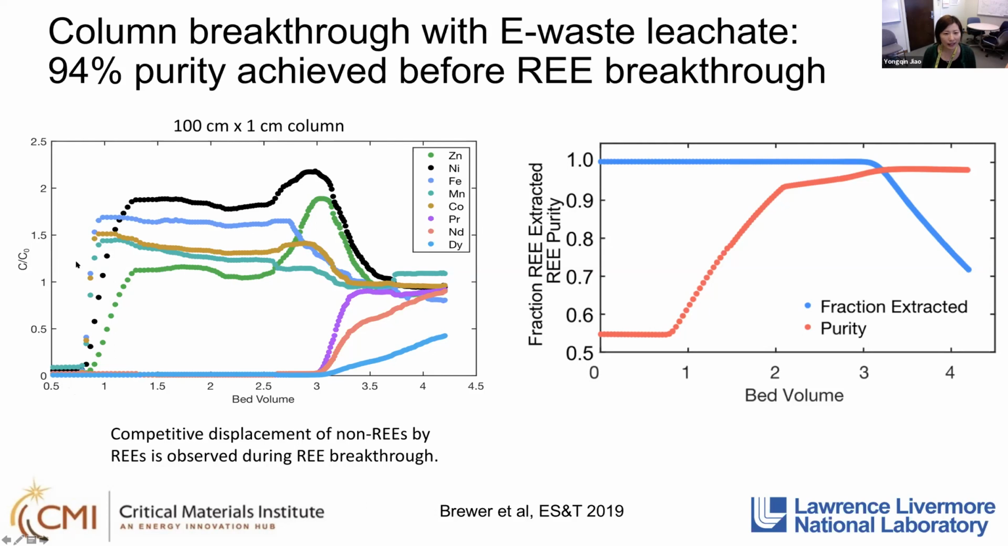And second is that right at around the time of rare earth breakthrough, you can see that the concentration of some of the non-rare earth metals has a second peak here, such as the nickel and zinc. And this, we think, is likely caused by competitive displacement of the non-rare earth by the rare earth when the column becomes saturated with the rare earth.